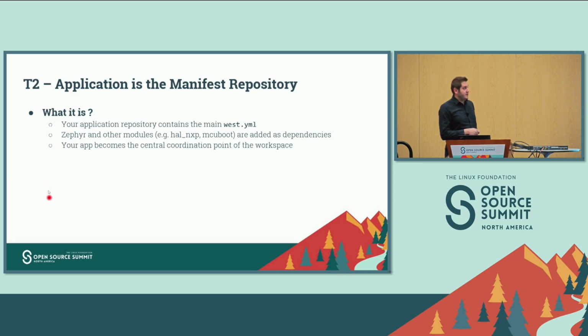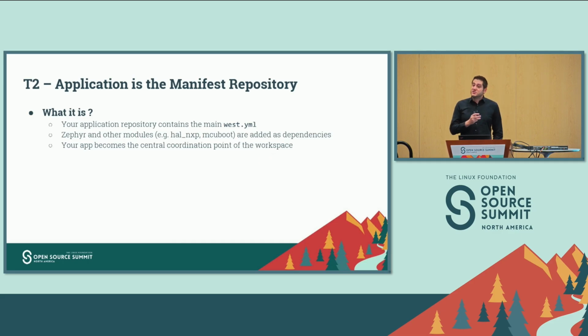So this is why we have another topology. This is what we call T2. This T2 topology is for applications. This is where your application is going to contain the main central manifest. So what is this? It's actually your application repository that is going to contain the west.yaml. And Zephyr and other modules are just going to be dependencies listed inside this west.yaml. So your app becomes the central coordination point of the workspace.